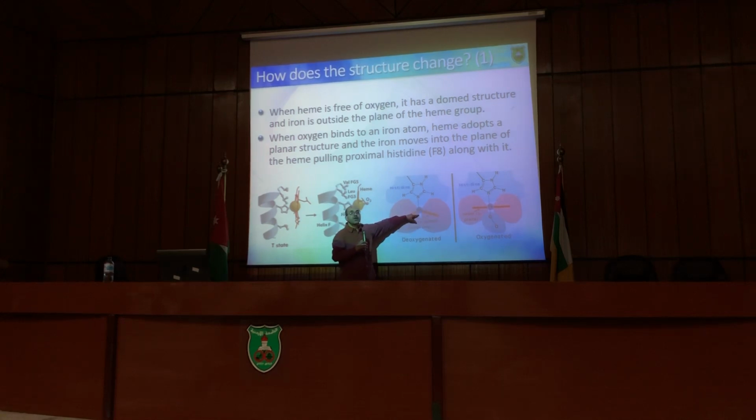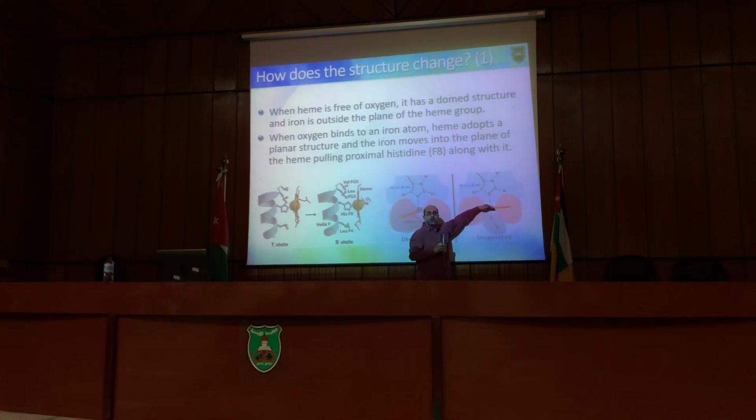That is when it's free of oxygen. Notice that you have this link between the iron and the proximal histidine. So what happens when oxygen comes in and binds to iron, the structure of heme goes from the dome structure to the flat structure. So you have the iron pulled down, so it becomes flat.